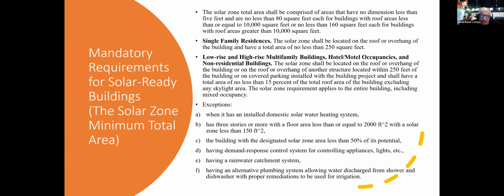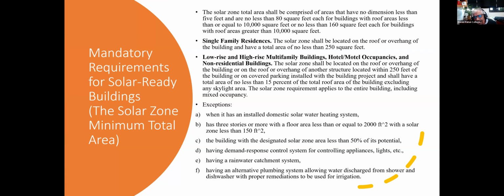The mandatory requirement: the solar zone total area shall be comprised of areas that have no dimension less than 5 feet and are no less than 80 square feet for each building with roof area less than 10,000 square feet, or no less than 160 square feet for each building with roof area greater than this. I put all this information there. It's just a sample of the information from Title 24.